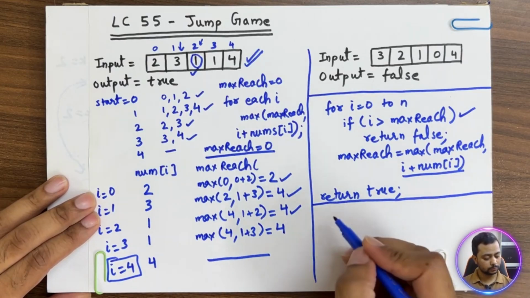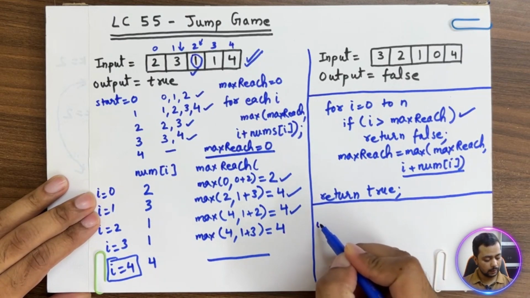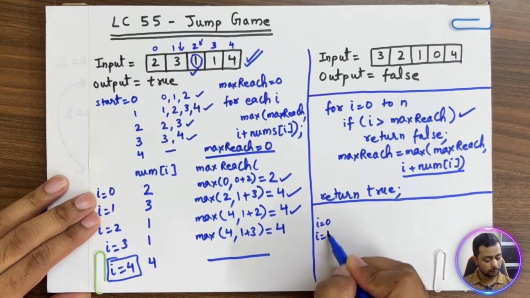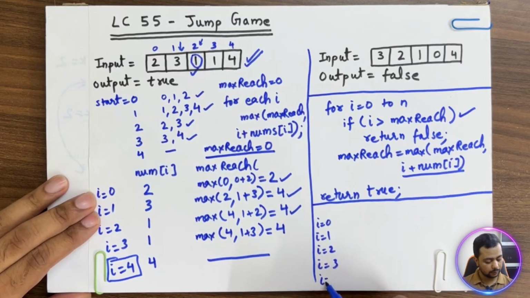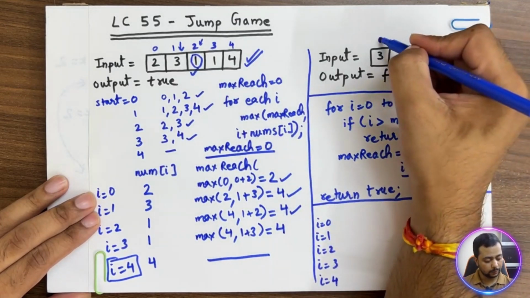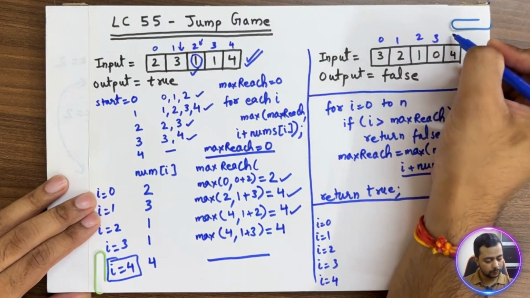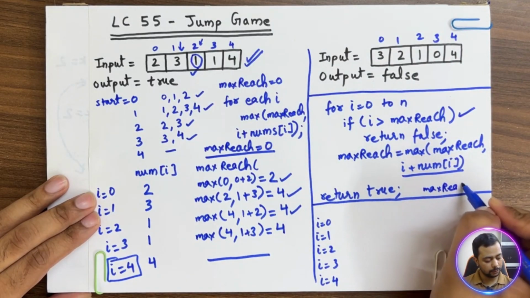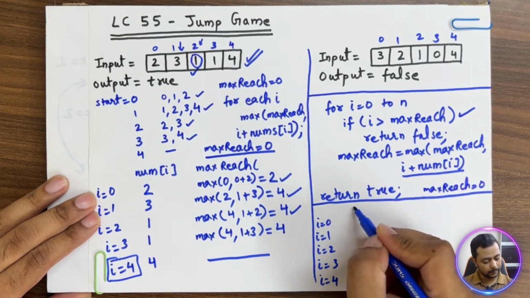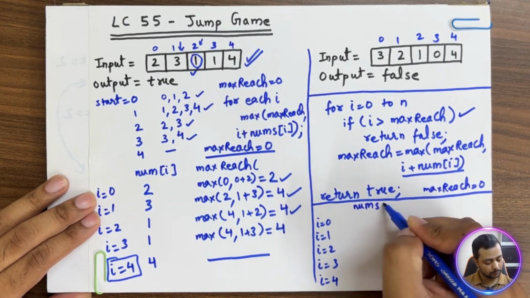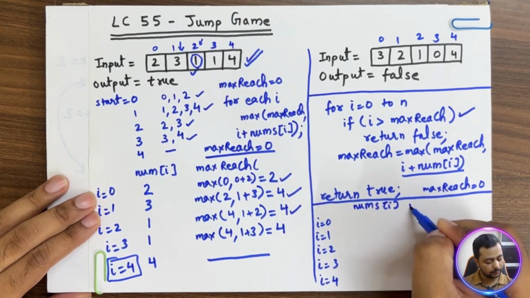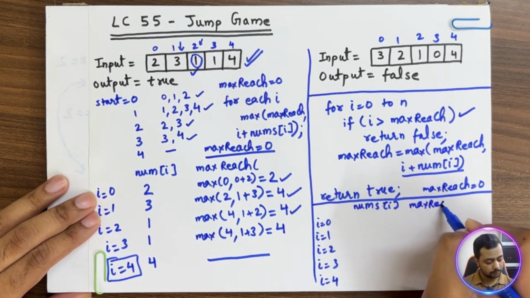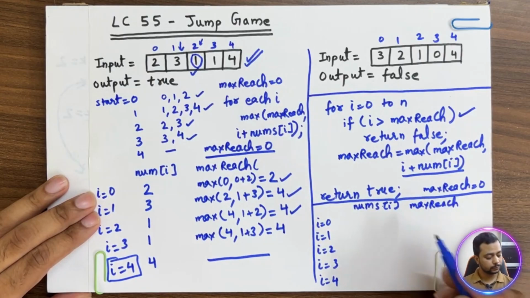So now I is equal to 0, I is equal to 1, I is equal to 2, I is equal to 3, I is equal to 4. Let me put the indices over here also: 0, 1, 2, 3, 4. Similarly, max reach will be initialized with 0. And let me put the values, nums of I and max reach. Cool.